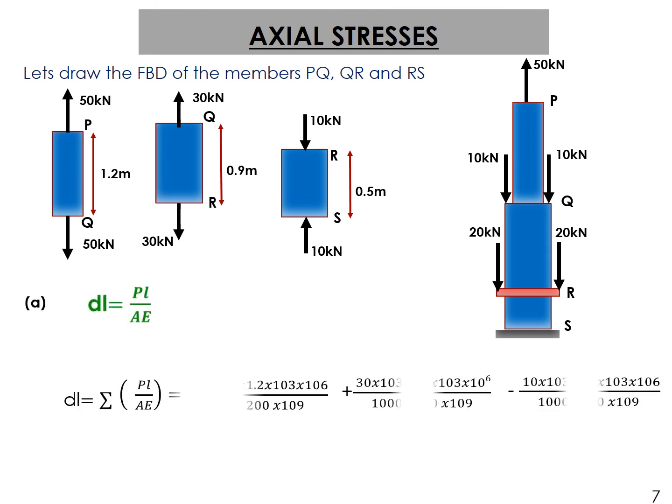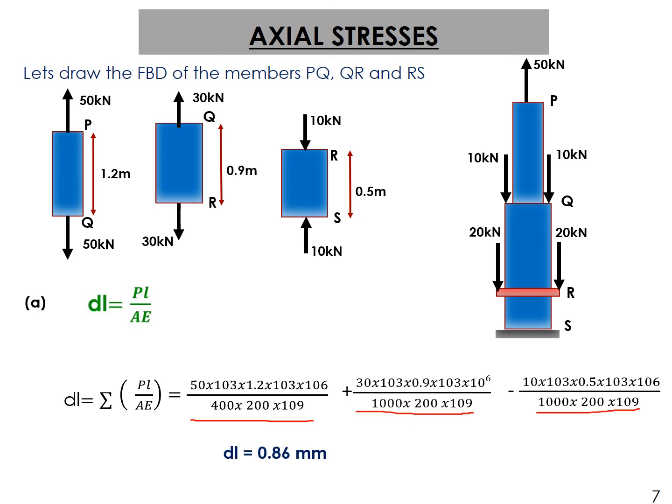So again, the same formula. These are the final results. The first is for PQ, then for QR positive lengths, then for RS the negative length. So our final result comes out to be 0.86 millimeter as the total change in length of the given assembly. So that is how we have to proceed.